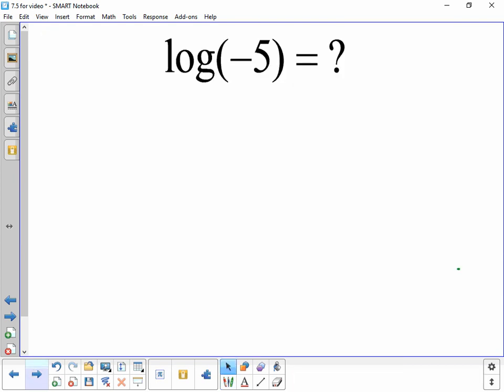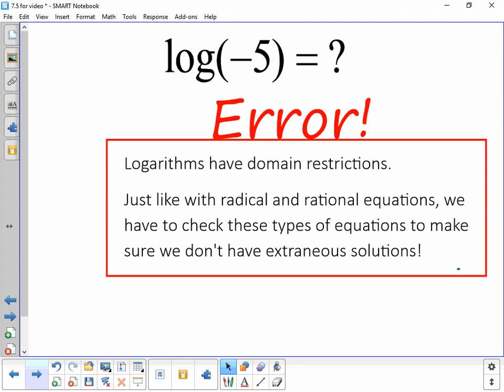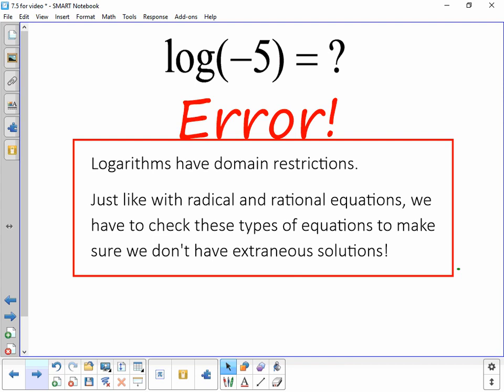All right, so what is log of negative 5? Well, if you try to evaluate that in your calculator, it will tell you error. Depending on the calculator, it might tell you that there's a non-real answer, or it might say domain error. There's a lot of things that it might say, but the bottom line is that your calculator can't calculate the log of negative 5 because log is not defined for negative numbers. It's not inside the domain of the log function.